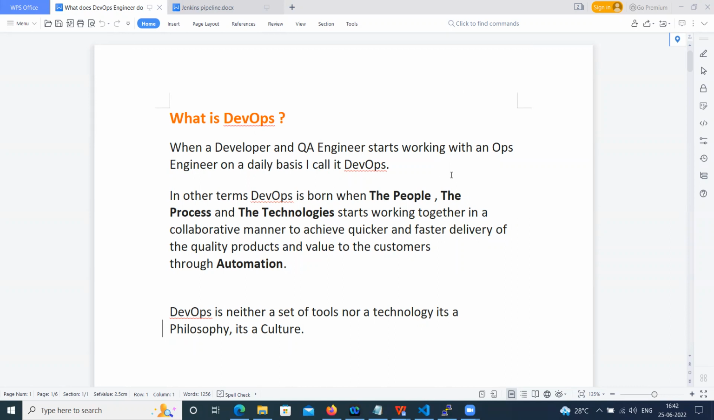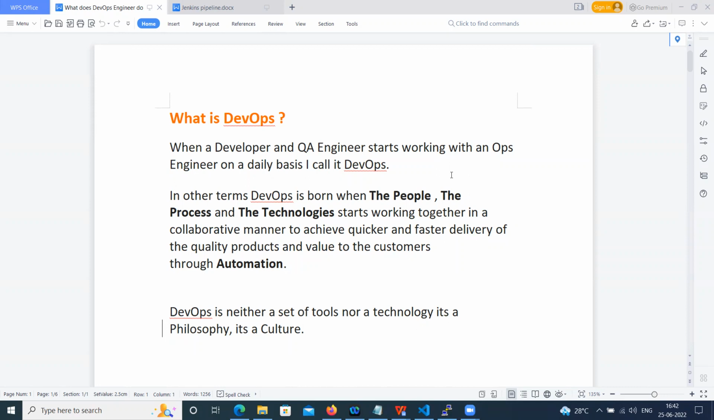So let's understand what is DevOps. Here are a few points: how, in a real-time scenario in an organization, a DevOps engineer works, what his responsibility is, what his tasks are, what his day-to-day activities are. All these points are covered here.